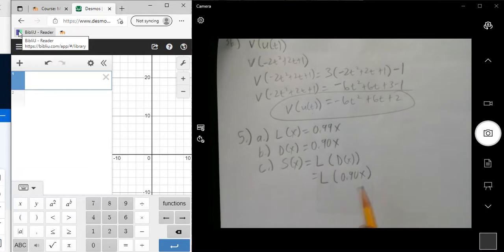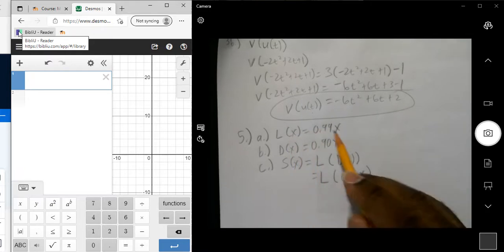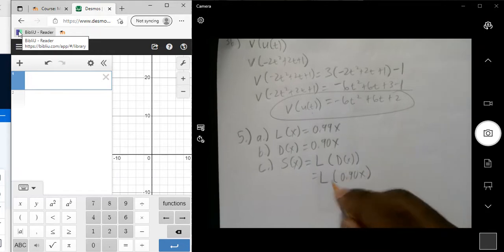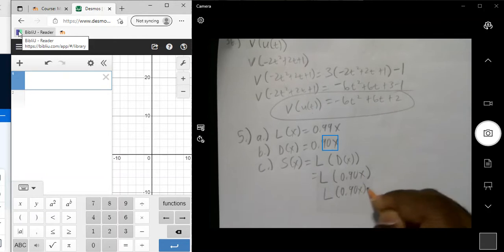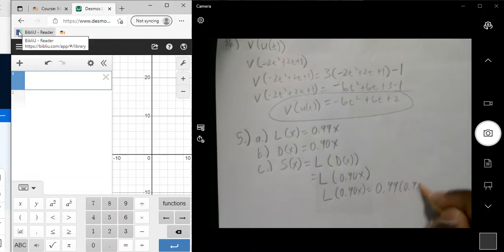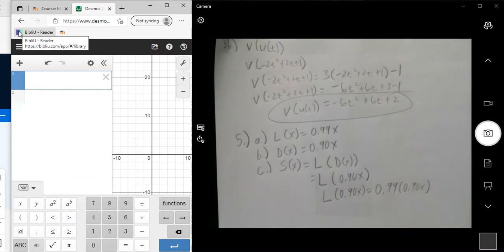So now L of 0.90x: wherever x appeared in L of x, we will replace it with this 0.90x. So we will have L of 0.90x is equal to 0.99 times 0.90x. Now when we multiply all of this out, that will give us 0.891x.